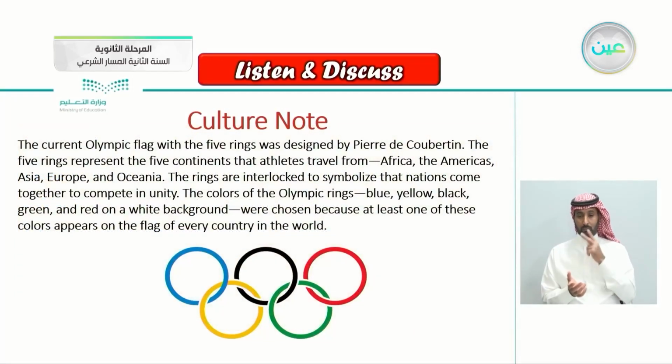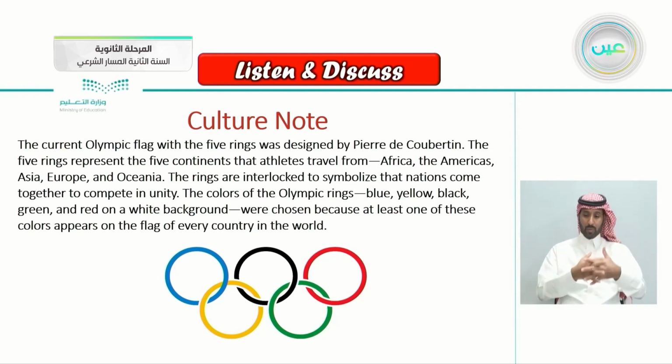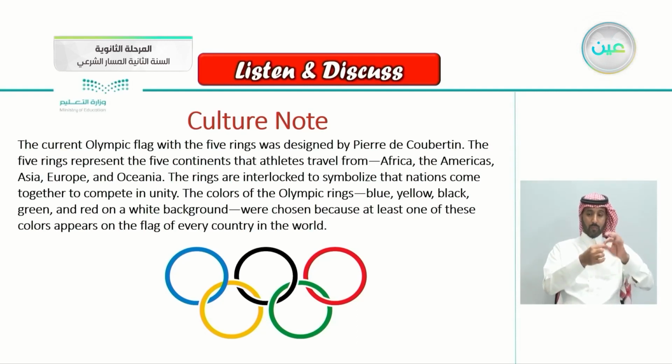And this is some culture note here. The current Olympic flag with the 5 rings was designed by Pierre de Coubertin. The 5 rings represent the 5 continents that athletes travel from: Africa, the Americas, Asia, Europe, and Oceania. The rings are interlocked to symbolize the nations coming together and competing in unity. The colors of the Olympic rings, blue, yellow, black, green, and red, on a white background were chosen because at least one of these colors appears on the flag of every country in the world. So that's why they chose these colors.